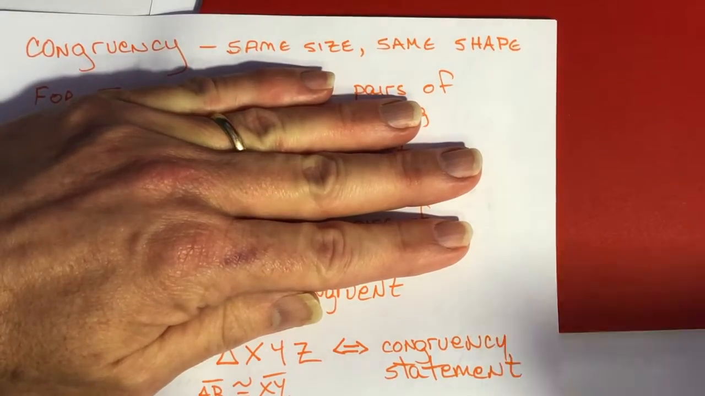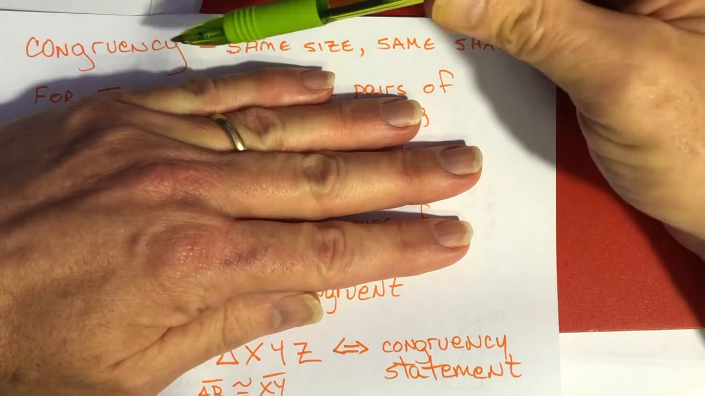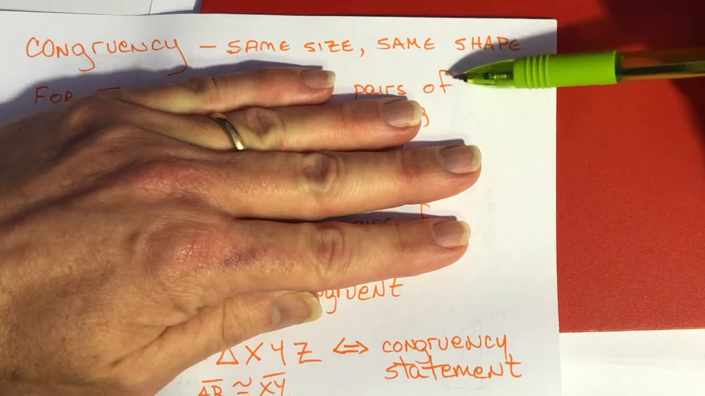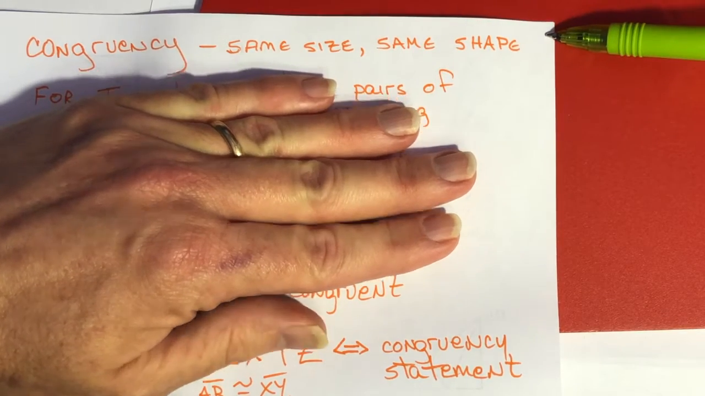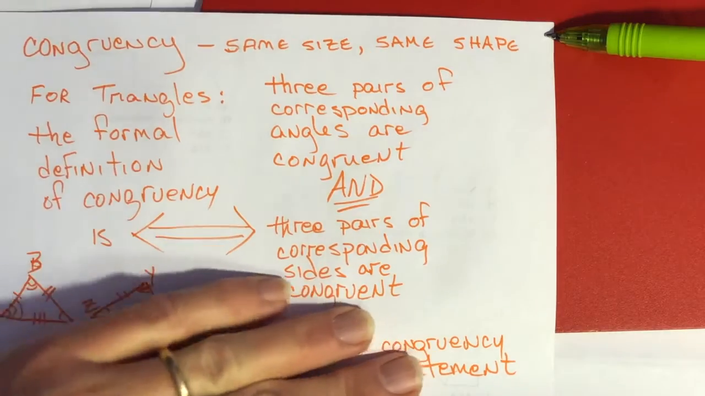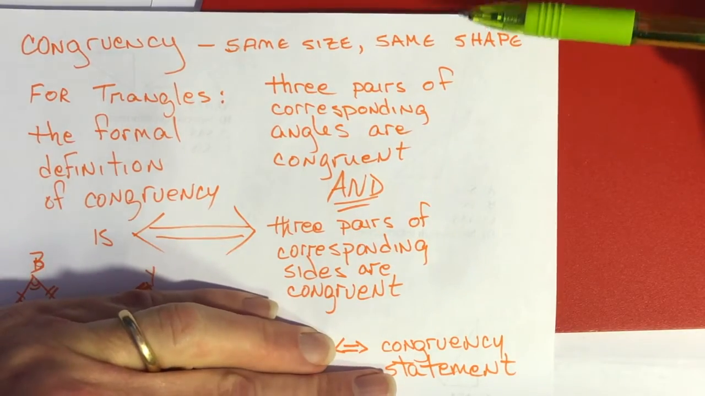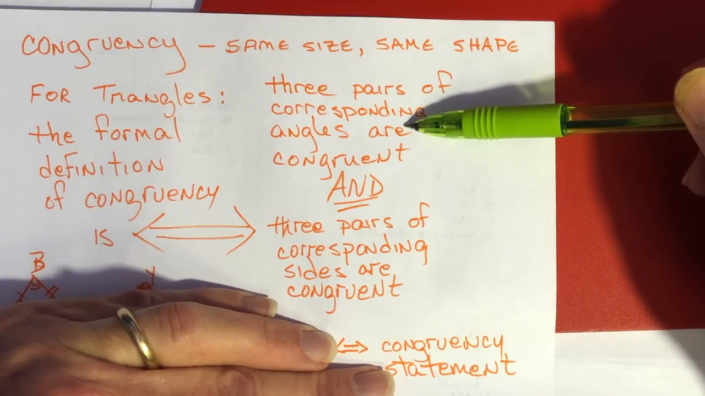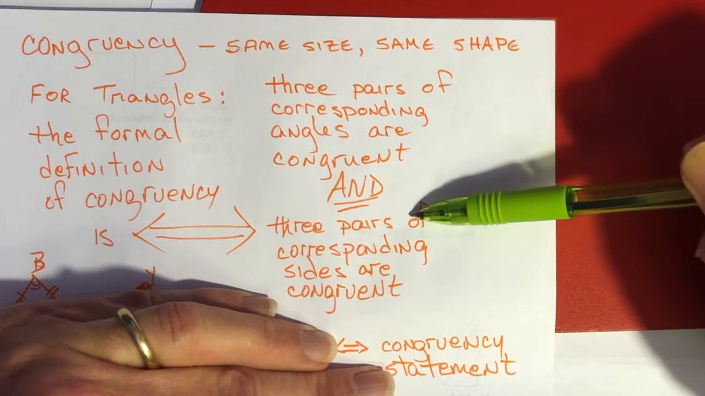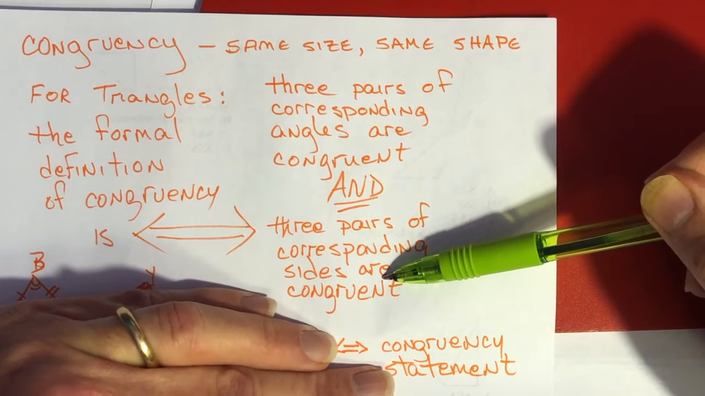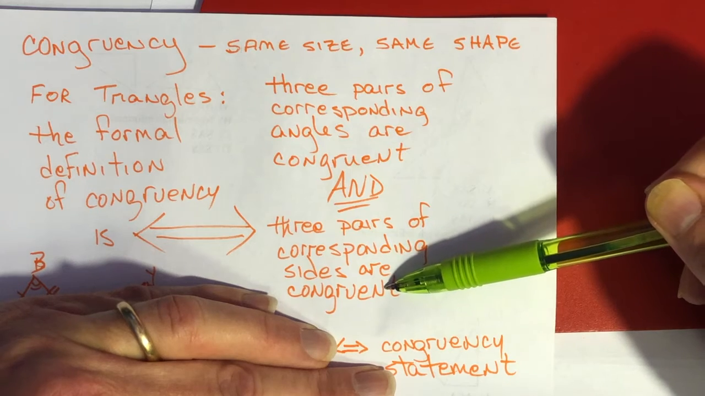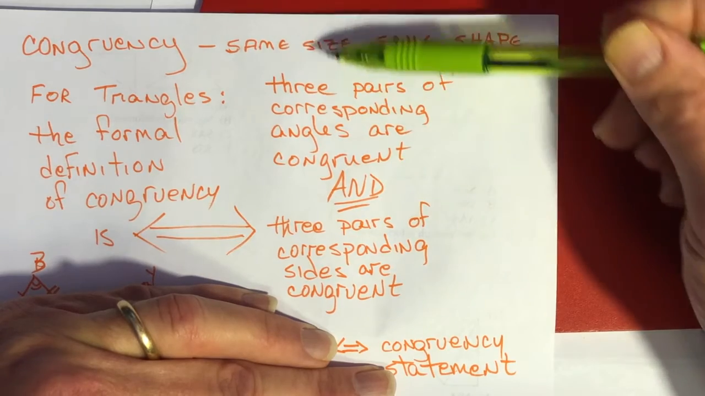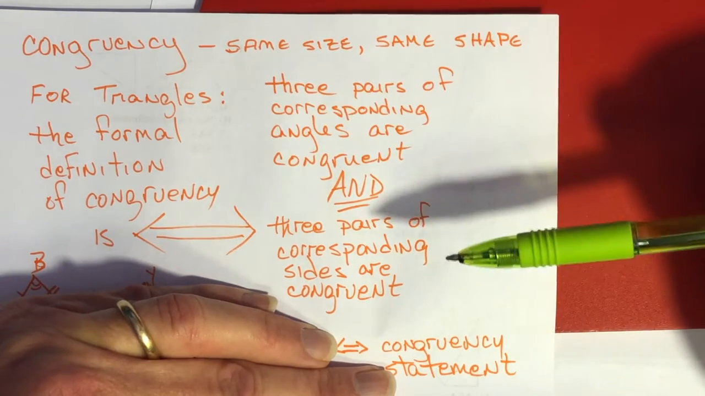Okay, in the last episode we talked about congruency, and we said the informal definition of congruency is that two shapes are the same size and the same shape. Then we went into more detail when it came to triangles. We said that for triangles, the formal definition of congruency is that you need to have 3 pairs of corresponding angles that are congruent and 3 pairs of corresponding sides that are congruent. And if you have those 6 pieces of information, you know that the triangles are congruent.